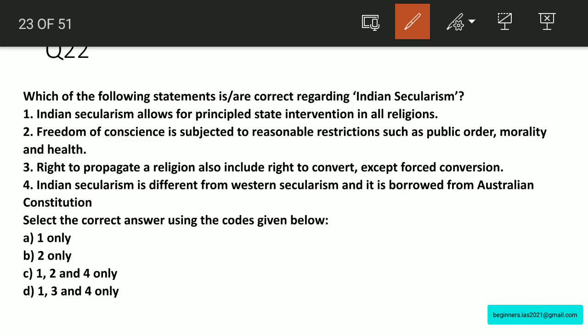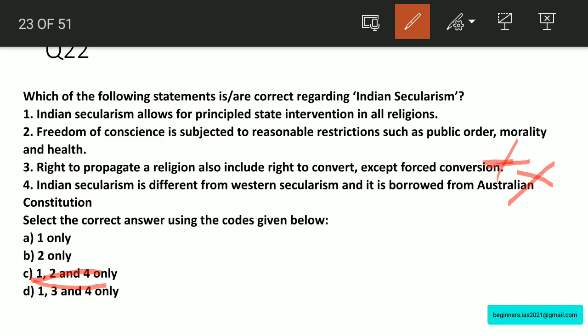What about statement number 4? Indian secularism is different from Western secularism and is borrowed from the Australian Constitution. See, the fourth statement is obviously wrong. Therefore, we can eliminate C and D. Options A, 1 only, and B, 2 only, are remaining. Obviously, 3 is also wrong.